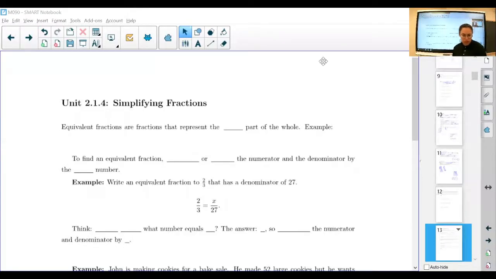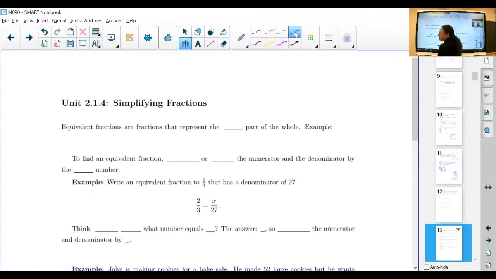Page 13, simplifying fractions. Equivalent fractions, we talked about in the very first video, they represent the same part of the whole.